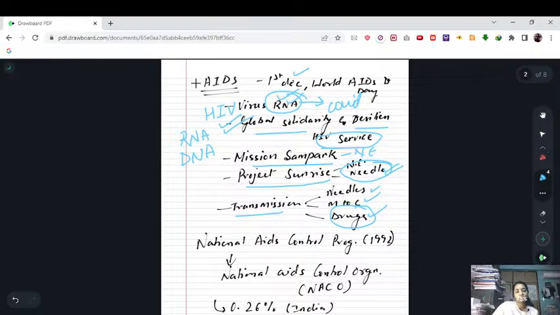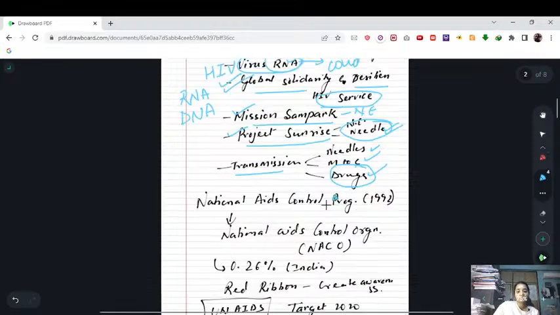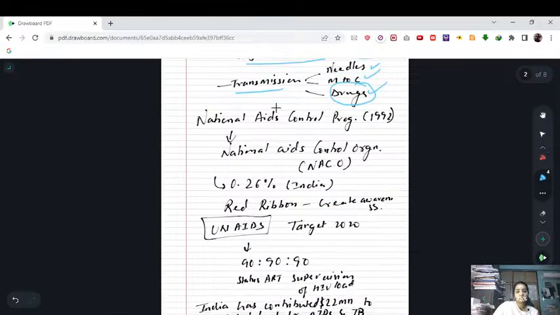So the important topics for MCQ can be: what is the full form of AIDS, what type of virus causes AIDS, which is the HIV virus, then when is World AIDS Day, Mission Sampark, Project Sunrise, and what are the various ways of transmission. Now, the National AIDS Control Program was established in 1992, which is under the control of the National AIDS Control Organisation, also known as NACO.